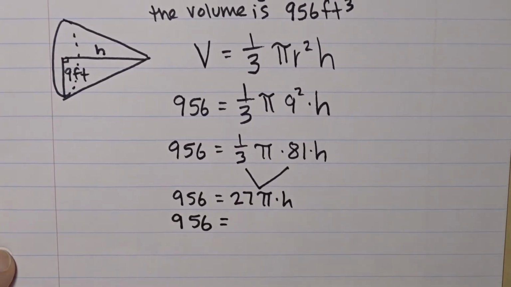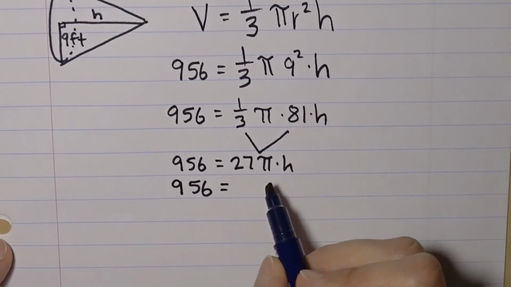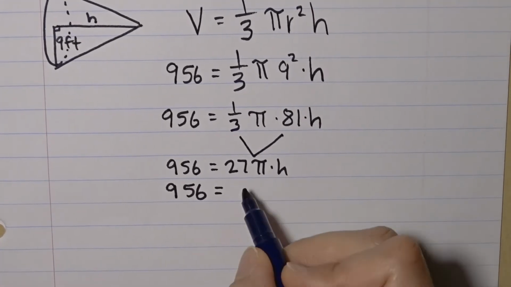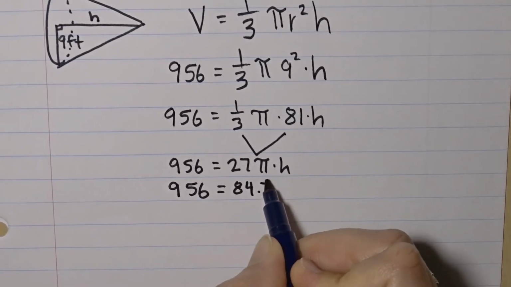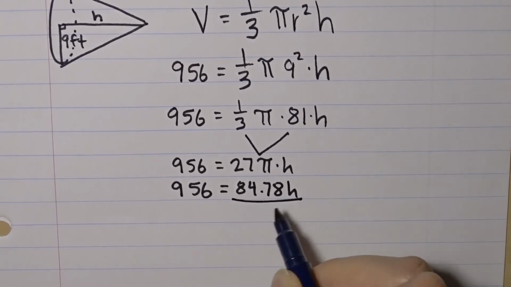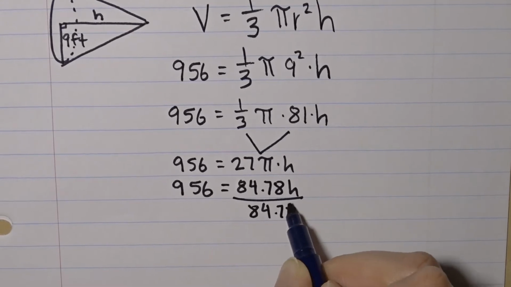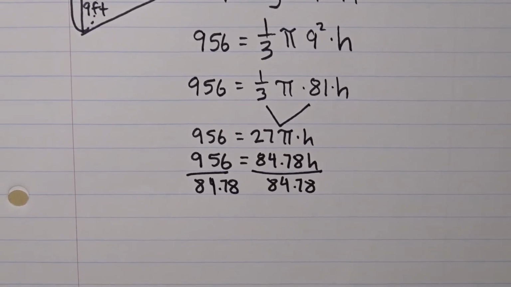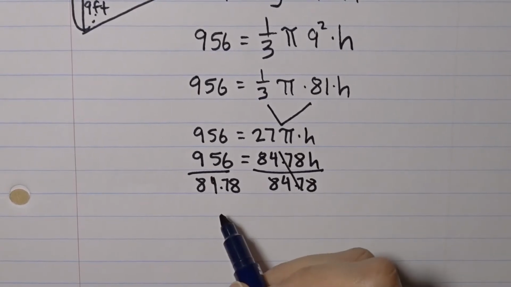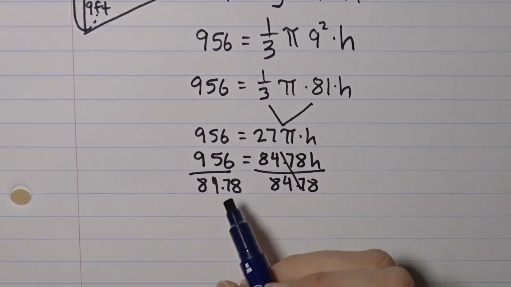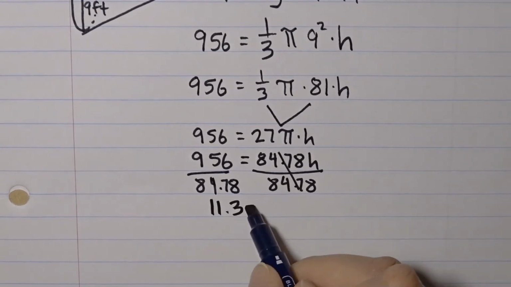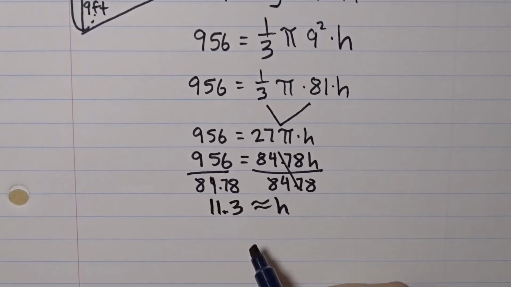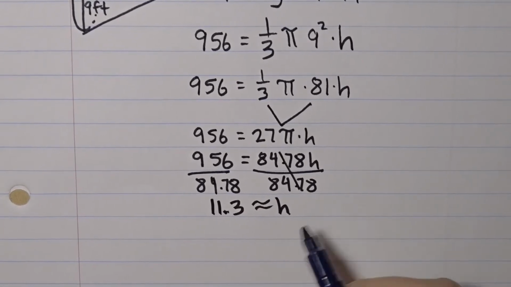956. I could have just punched this all in the calculator, but why not just keep calculating? And that is 84.78. So we're going to divide by 84.78. And you get 11.3, approximately equal to h, which is in feet.